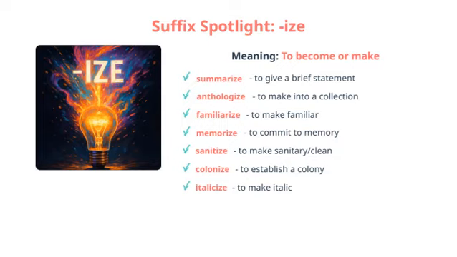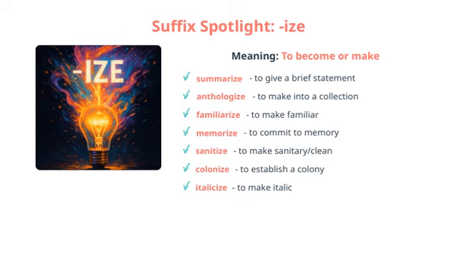Let's take a closer look at some useful words that end with the suffix ize. These words all mean to make or become something. For example, when you see to make italic, the word is italicize. It means to turn text into italics, giving it that slanted style. Next, we have to establish a colony, which is colonize. This means to settle and create a new community in a new place.